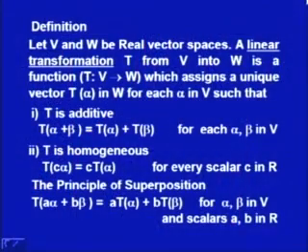I introduce the principle of superposition. By this I mean to say that if I have two vectors alpha and beta in V, then T of A alpha plus B beta is equal to A of T alpha plus B of T beta, where A and B are scalars in R.